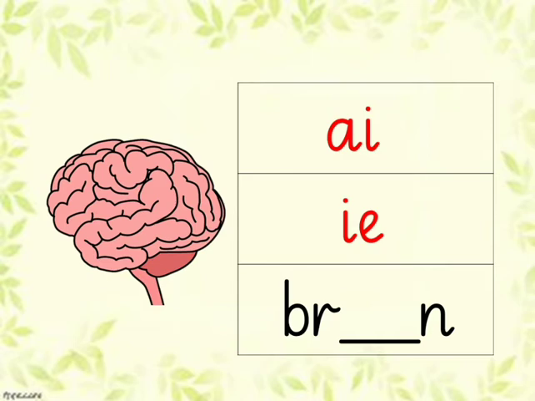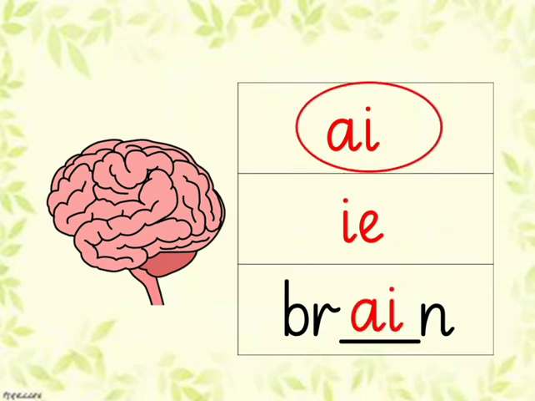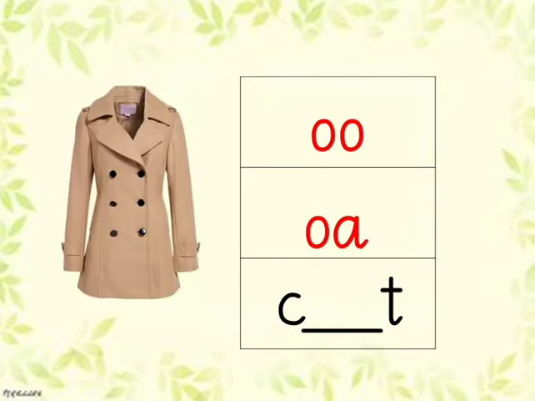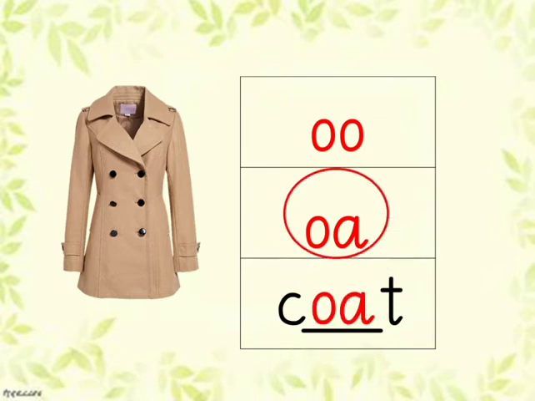Now identify the correct digraph in it. Is it A or I? Yes, absolutely right. Brain with A digraph. Look at this picture. It's coat. Now identify the correct digraph in it. O or O? Yes, it's coat with O digraph.